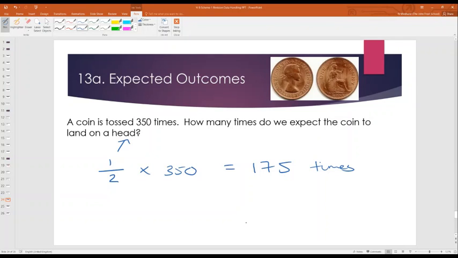Now we know in reality that wouldn't really happen, wouldn't it? Just because you tossed a coin 350 times, that doesn't mean you're going to get exactly half of them as heads and exactly half of them as tails. It could happen, but it's just unlikely. But this is what we are expecting to happen. Okay.